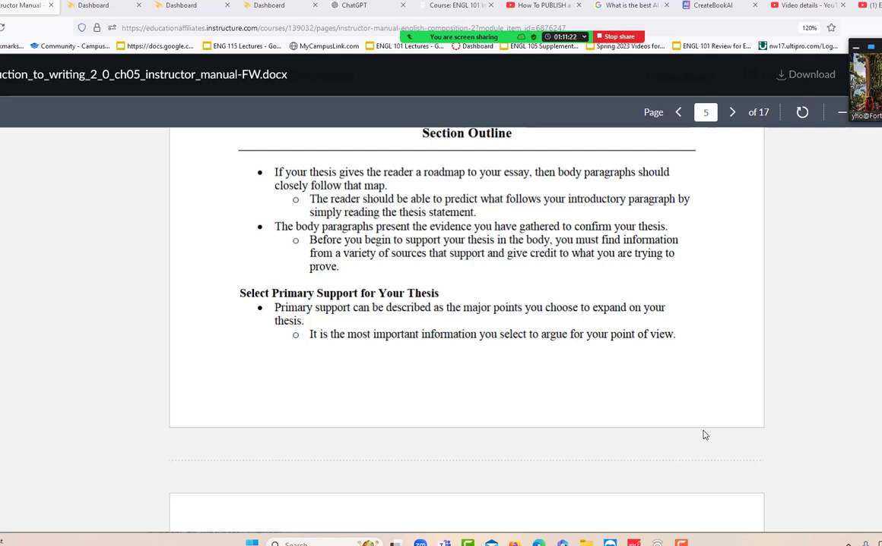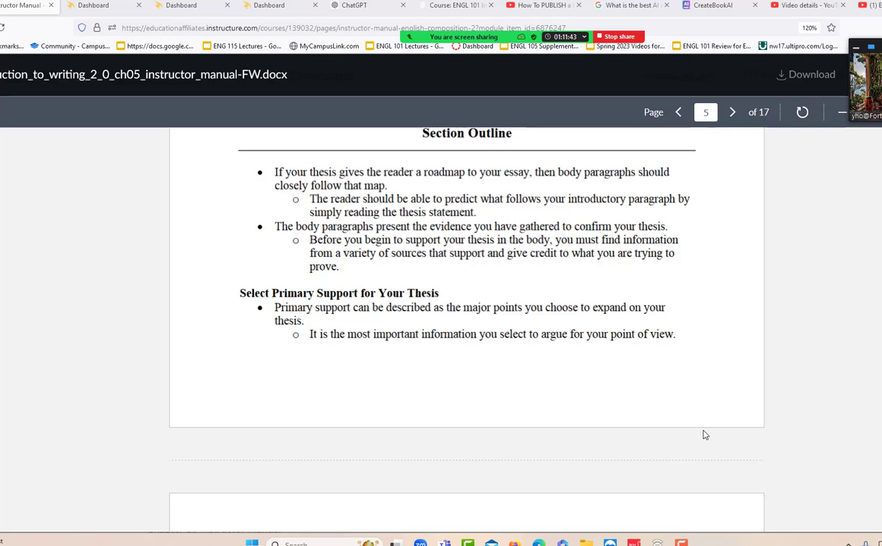If your thesis gives the reader a roadmap to your essay, then body paragraphs should follow that map. The reader should be able to predict what follows your introductory paragraph by simply reading your thesis statement. The body paragraphs present the evidence you have gathered to confirm your thesis.